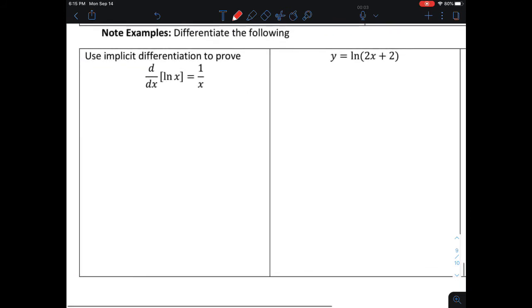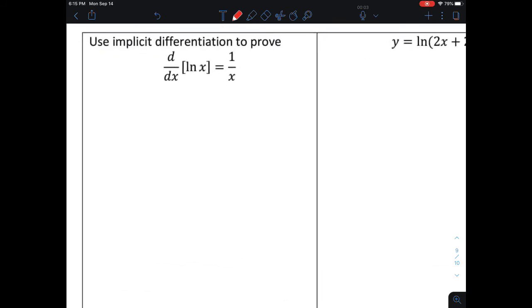Now, before I get to the application, let's actually prove this part. And we can use the implicit derivative to do this for us.